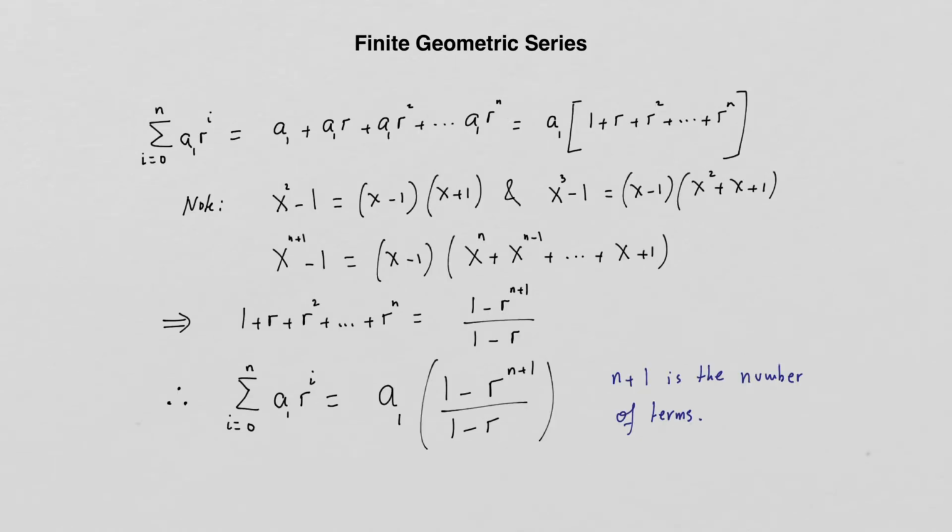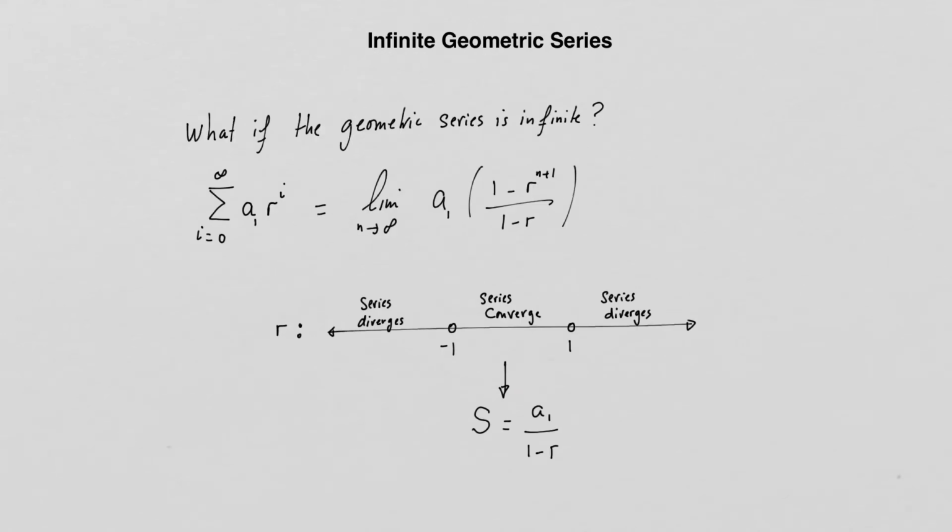Well, we know the sum is going to be this when n goes to infinity. Does that make sense? And this is how you write it: limit as n goes to infinity of the finite sum we just got. Now, a1 is just a constant, and n is your variable, and n is going to infinity. So we need to think about the value of r.